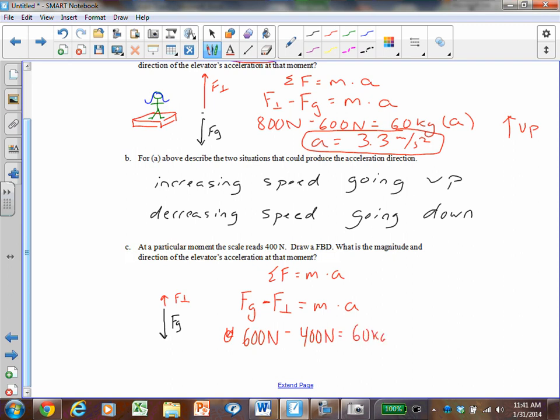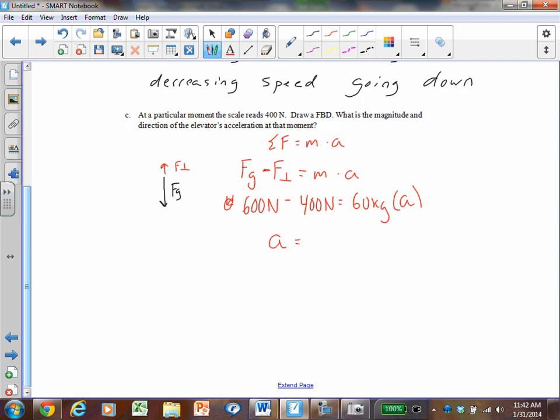So what's the difference? It's still 3.3 meters per second squared, but what's the difference? It's down, right? And that could mean what? I didn't ask this question, but what could it mean? I hear a lot of voices. Courtney? Increasing speed going down or decreasing speed going up, right?